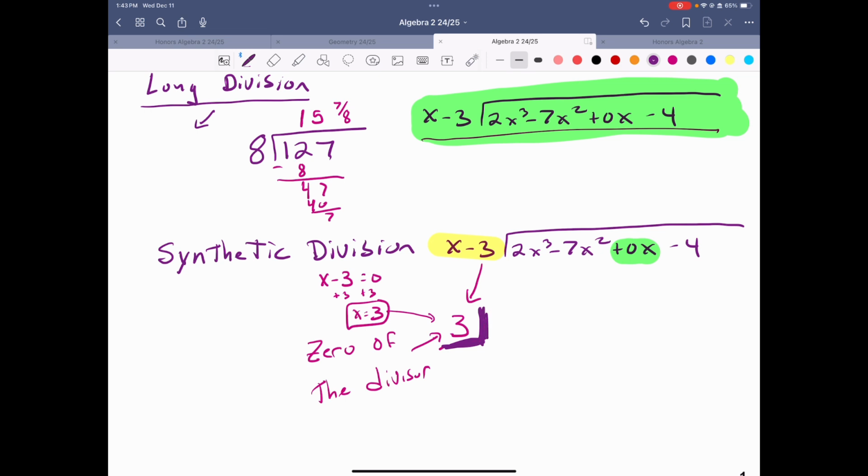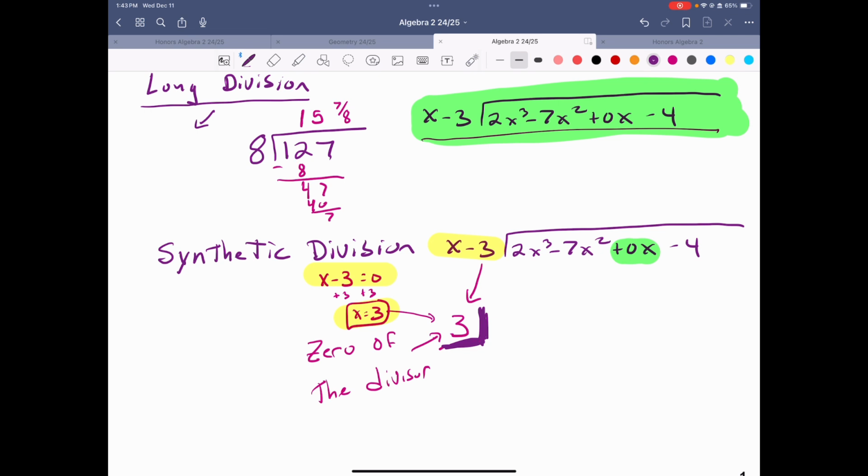Again, the first thing we did here was set my divisor equal to 0, and I found essentially its zero. We talked about the zeros in the last chapter, when we were factoring quadratics, we found the zeros. Kind of the same thing. So we found the 0 and found the 0 was 3. So that's step 1.